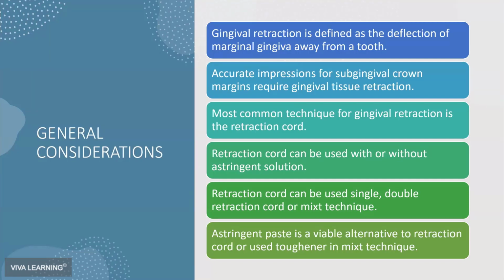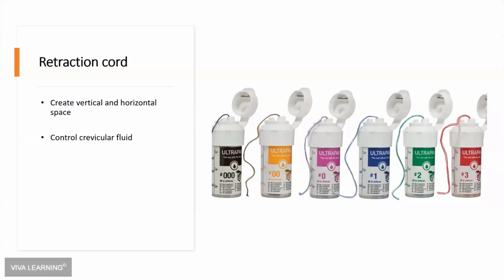So you'll have a 00 or 000 placed in the sulcus. You make the preparation, leave the first retraction cord in place. Then you are placing the second retraction cord, leave it for a while. Then you remove it, and fast you have to take the impression.